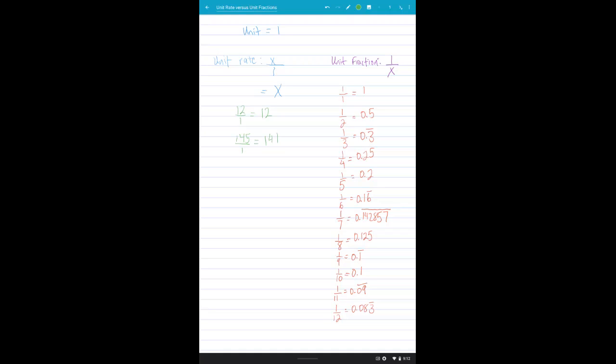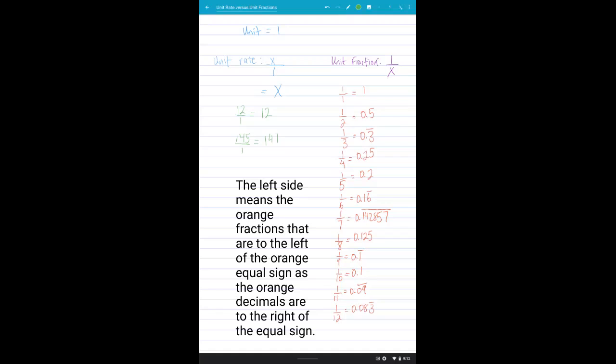My challenge for you is this. Looking at all of these fractions on the left side, like the 1 over 1 all the way down to the 1 over 12, if you look at the right side with the decimal version or the whole number version, I want you to tell me what pattern you see as I go from 1 to 0.5 to 0.3 repeating to 0.25 to 0.2 and so on. What pattern do you notice? That will be the challenge. All right.